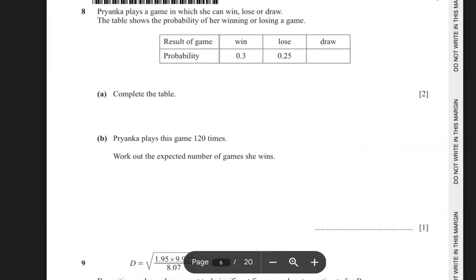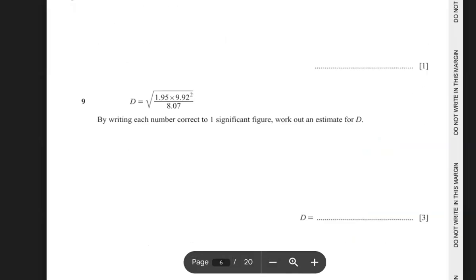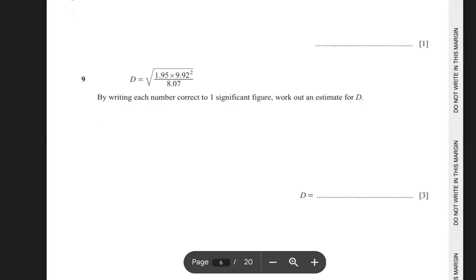Yeah, and let me see the examiner's report. Okay. No problem with this. Okay, by writing each number correct to one significant figure, work out an estimate of D. Okay, this is a new kind of question that you all probably won't have seen before. Okay, my students, if you need practice with this, let me know. I have like 30 questions on this.